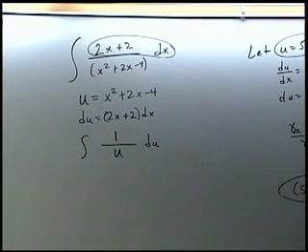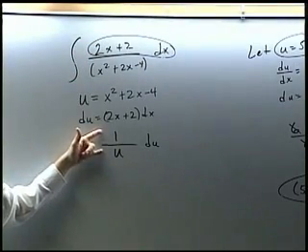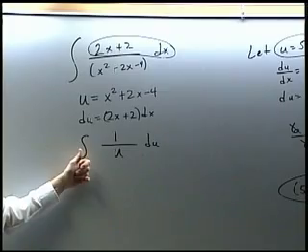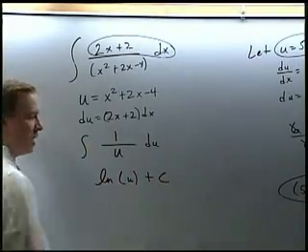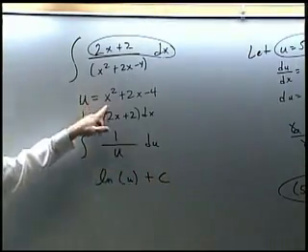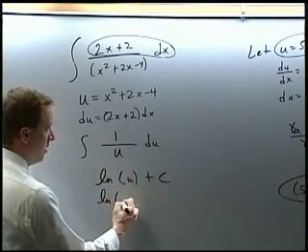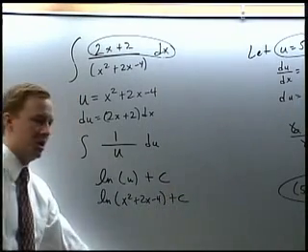So now I've converted what looked like a messy antiderivative into something that's pretty nice. What's the antiderivative of 1 over u? ln of u. Sure, this is the ln of u plus some constant. And then my last step is just, again, resubstitute in terms of x. So this is the ln of x squared plus 2x minus 4 plus a constant.